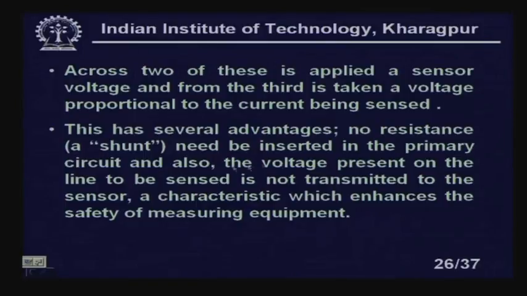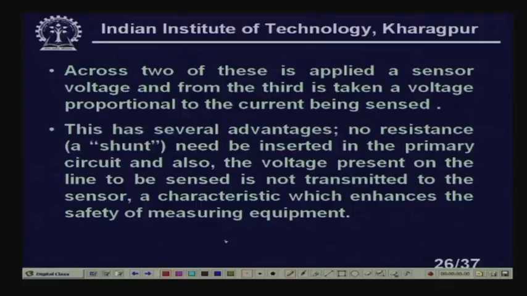Also, the voltage present on the line to be sensed is not transmitted to the sensor. Whatever the voltage, because I am measuring the current, it might be associated with a large voltage. That voltage will not come to EH, because the EH we are talking about is this voltage, KH IB by T.